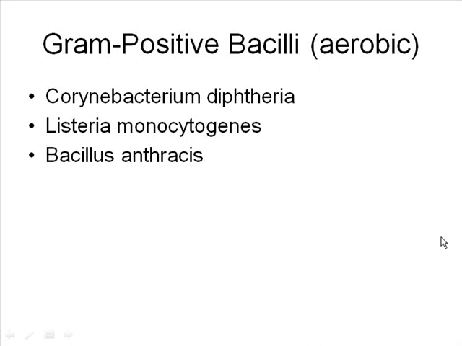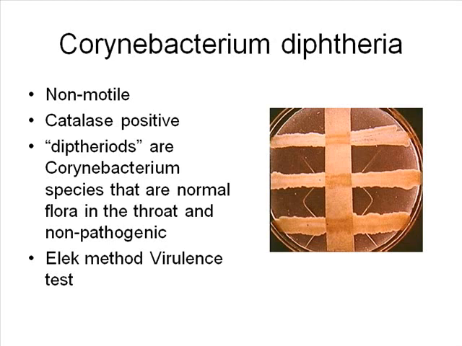All right, let's go on and we'll talk about the gram-positive aerobic rods, or gram-positive bacilli: Corynebacterium diphtheriae, Listeria monocytogenes, and Bacillus anthracis. Notice I did not put other species in here. We're just going to talk about those specific organisms.